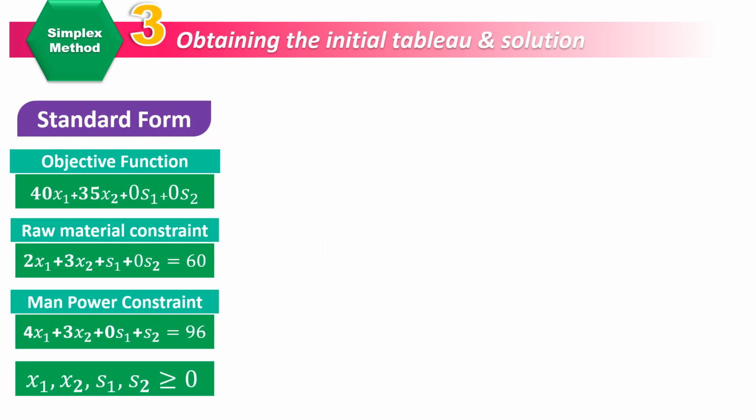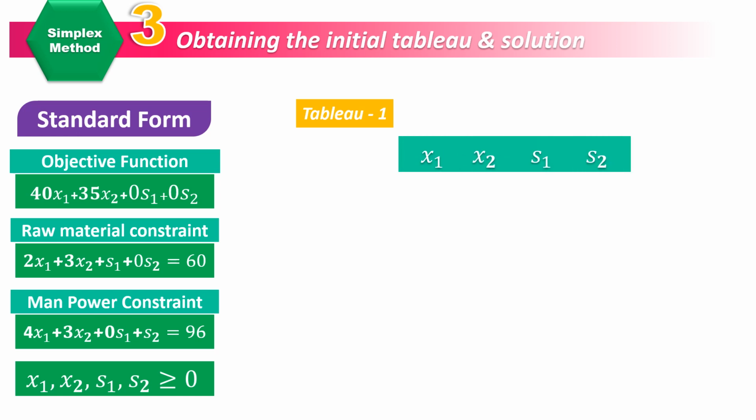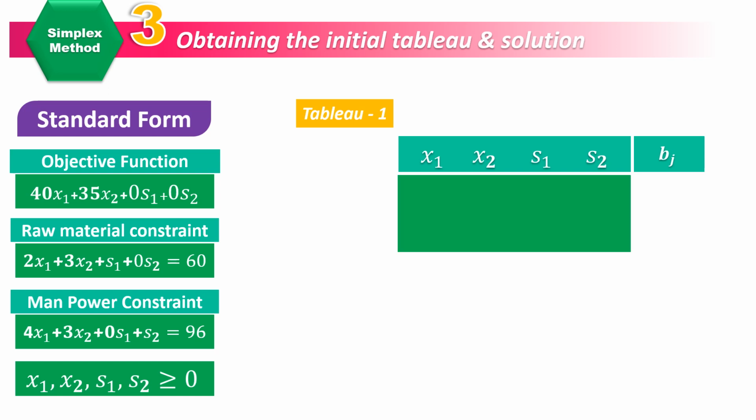Let's start the third step, obtaining the initial tableau and solution. Now we will make a tableau using these standard forms of equations. Now consider all the variables that are there in the objective function and constraints: x1, x2, s1, s2. Bj represents the constants of the equations. Now we will enter the coefficients of the raw material constraint: 2, 3, 1, 0 and 60 is the constant. Now let's enter the manpower constraint: 4, 3, 0, 1, 96.